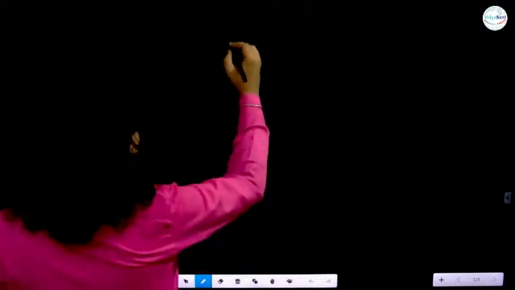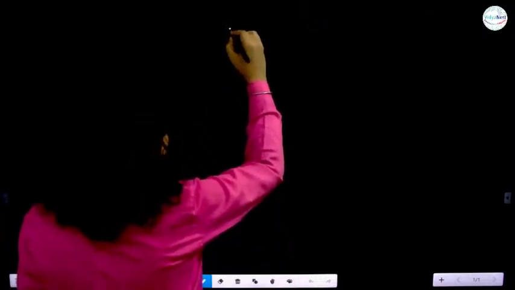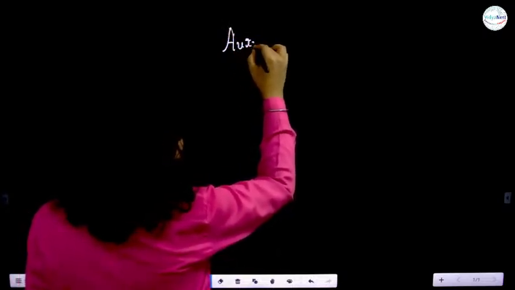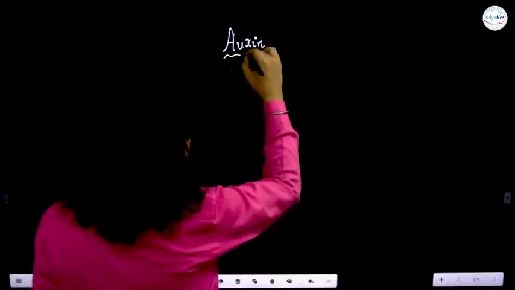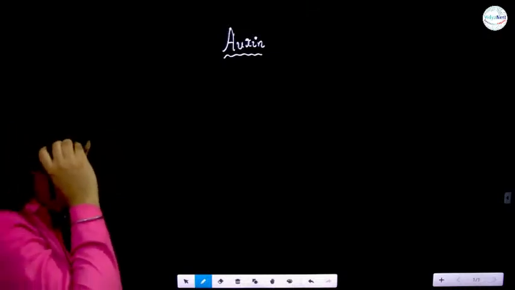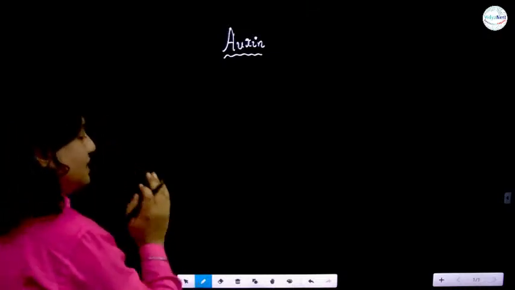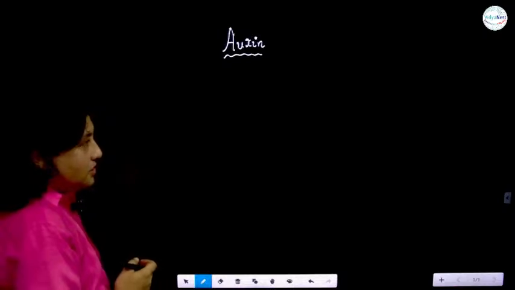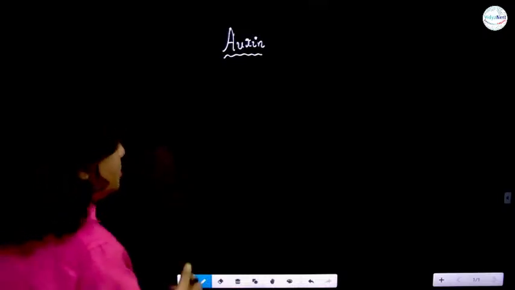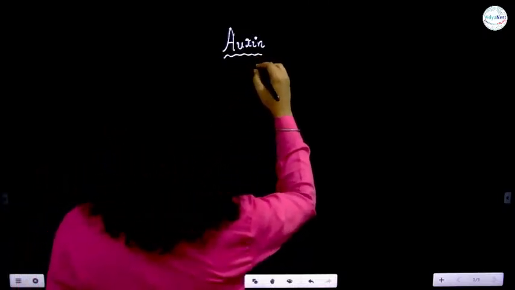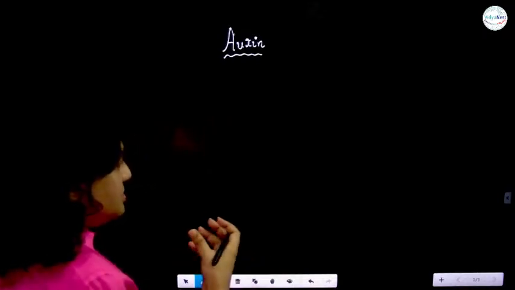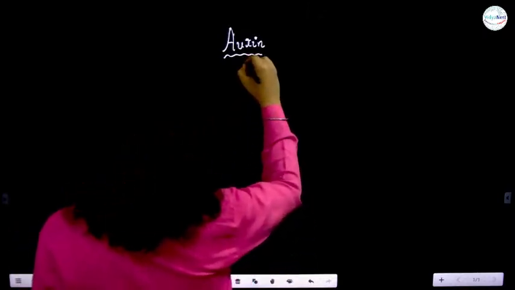Okay, so we are supposed to do with the auxin. Now, as I introduced in the last class, auxin is a phytohormone which is responsible for regulation of growth, and it has a number of functions. First of all, this particular auxin has its name derived from auxine. Auxine means a growth factor.